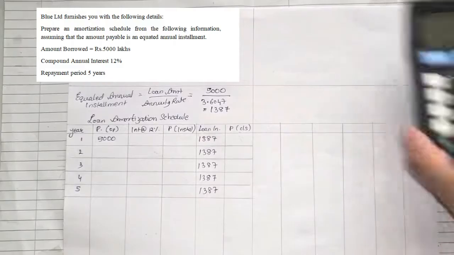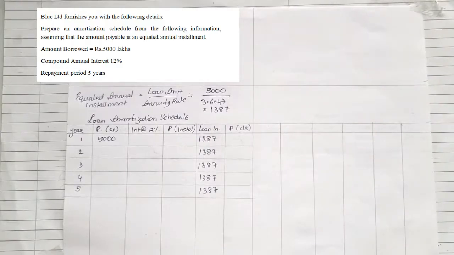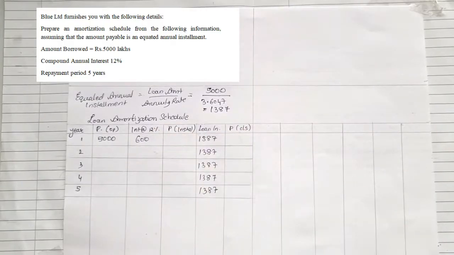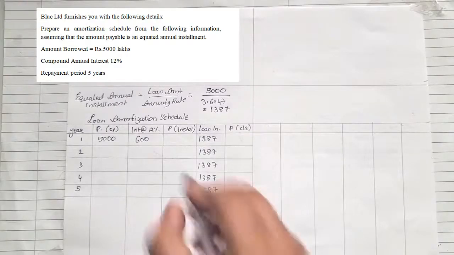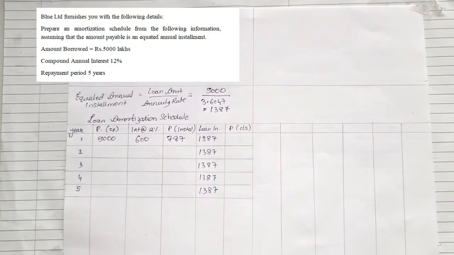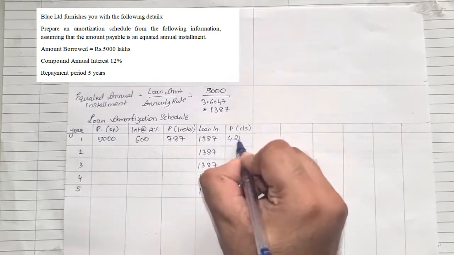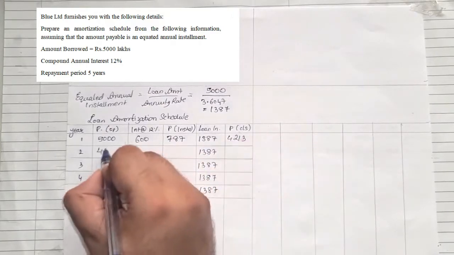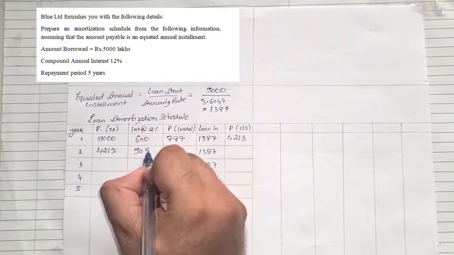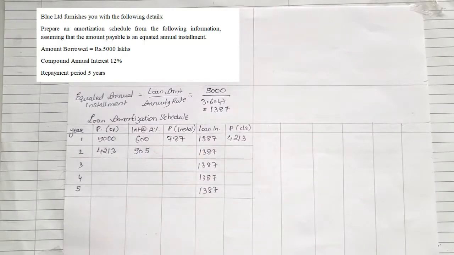Okay, we'll start now. First, 5000 into 12% is 600. Thereafter 1387 minus 600 will give you the principal installment value of 787. So 5000 minus 787, the value will come to 4213. Last year's closing will become this year's opening, 4213, into 12% will give you 505. Now 1387 minus 505 will give you the balance of 882.